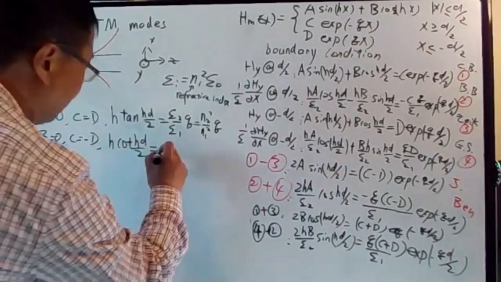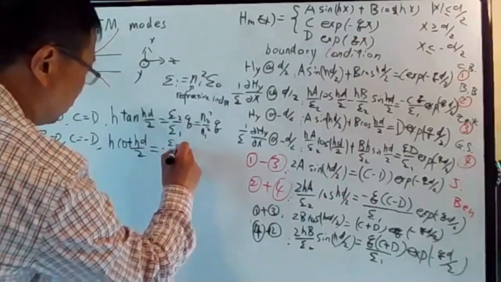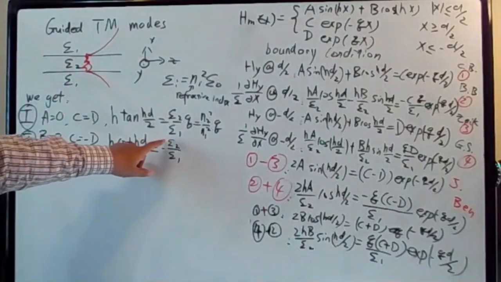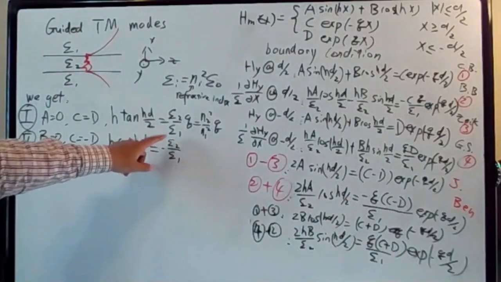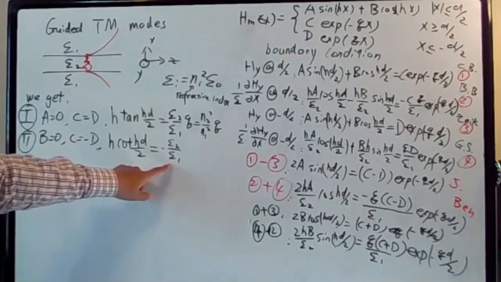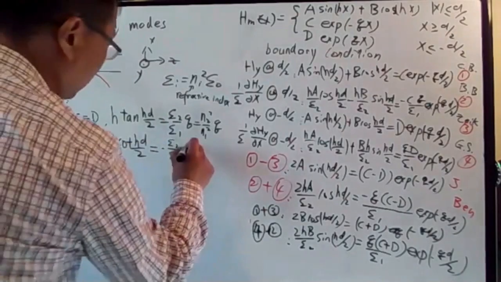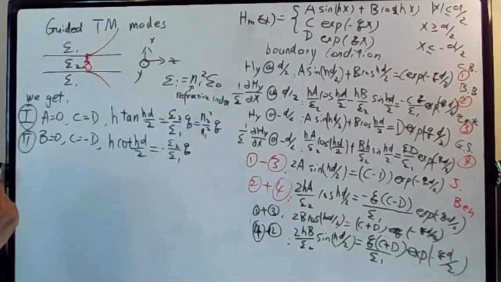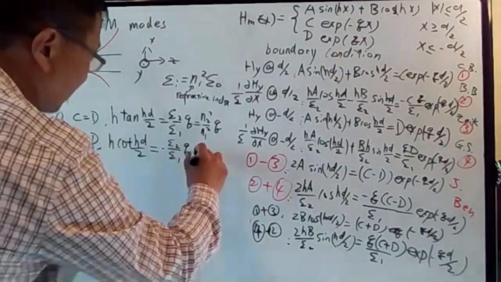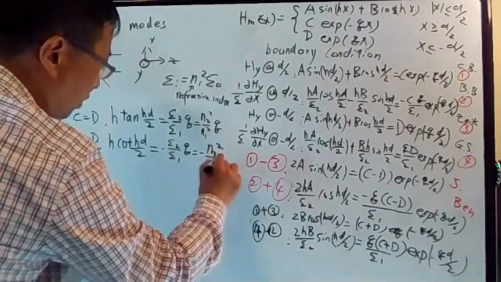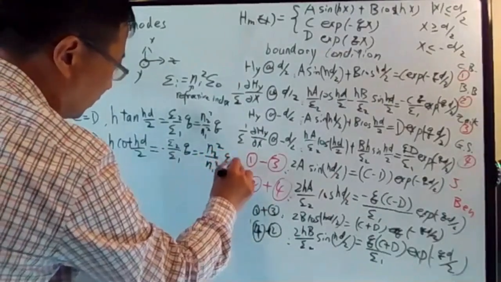So it is negative epsilon 2, epsilon 1. I'm sorry, epsilon 2 is in the numerator and epsilon 1 is in the denominator. And then we have Q. And the same thing, it's negative n1, n2 square over n1 square Q.